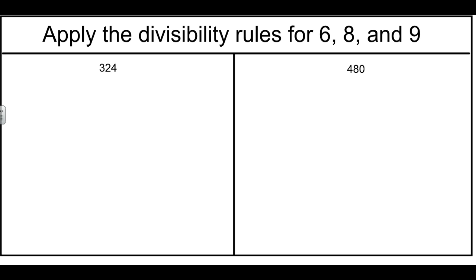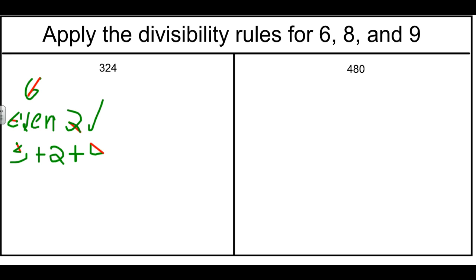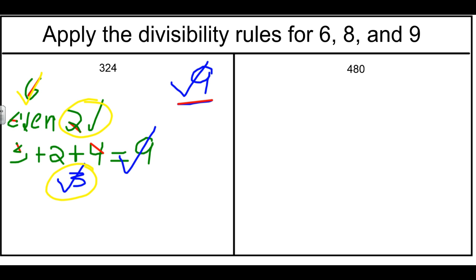For 324, let's look at 6. Well, 324 is even, so that means it is divisible by 2, and 3 plus 2 plus 4 is equal to 9. Since that's equal to 9, that means it's actually divisible by 9 also. But that means it's divisible by 3, and since it's divisible by 3 and 2, it's divisible by 6.